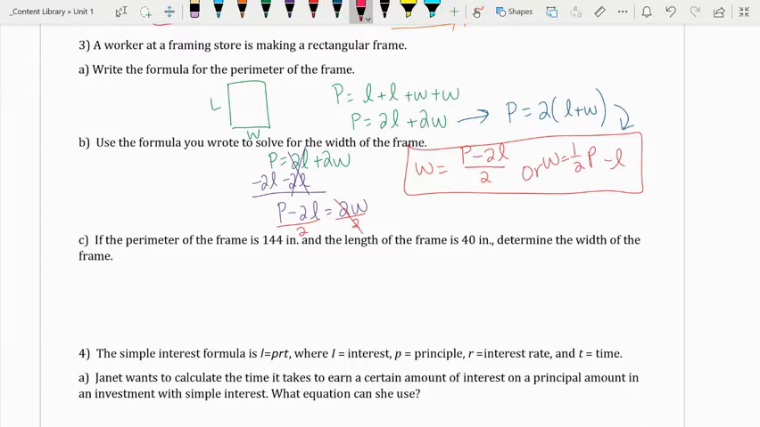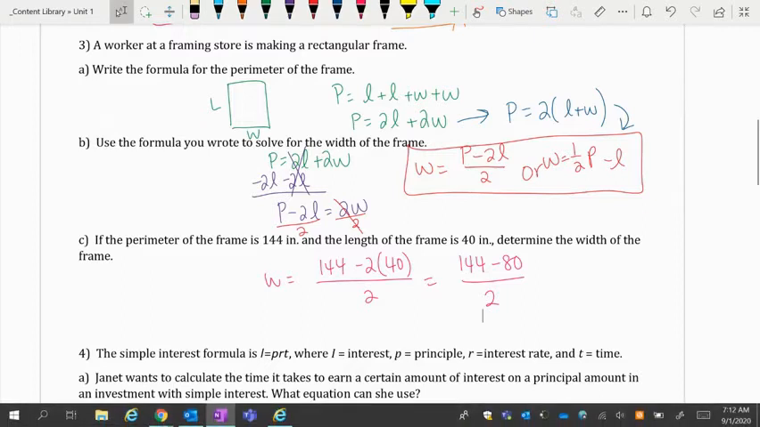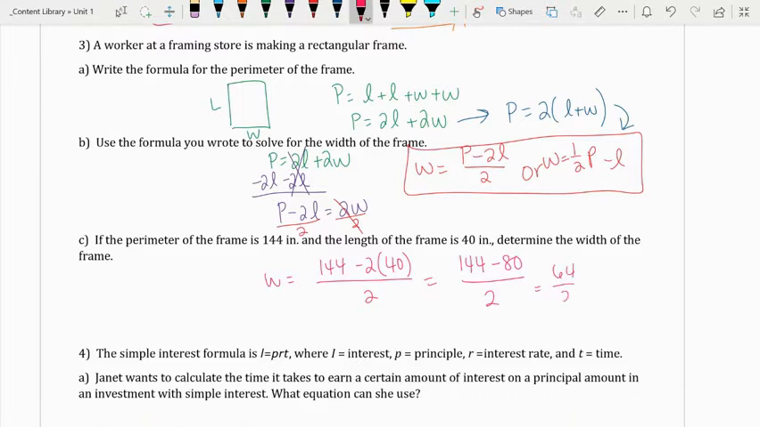If the perimeter of the frame is 144 inches and the length of the frame is 40, determine the width of the frame. So I'm going to use the first equation. W equals (144 minus 2 times L, which is 40) over 2. So we have (144 minus 80) over 2. If you subtract 80 from 144, you get 64. And 64 divided by 2 is 32. So we have 32 inches as the width.